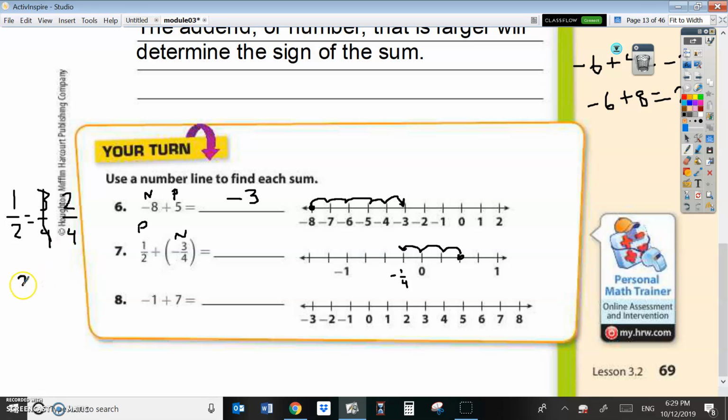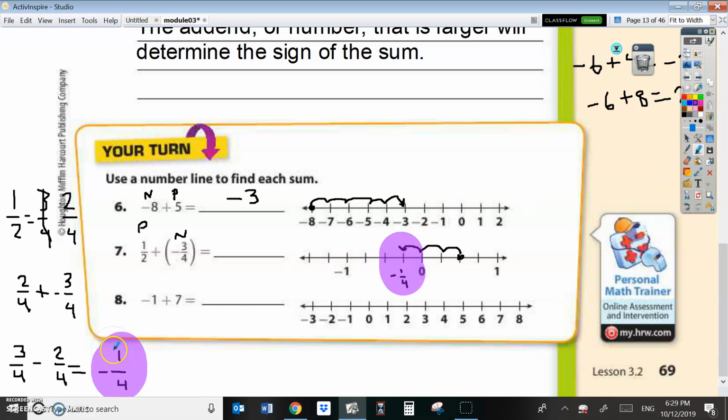So 2/4 plus negative 3/4. So it means you actually need to subtract 3/4 minus 2/4 equals 1/4, but keep it negative. Is that what's shown on our number line? Okay, looks good. This one is starting negative and going positive.